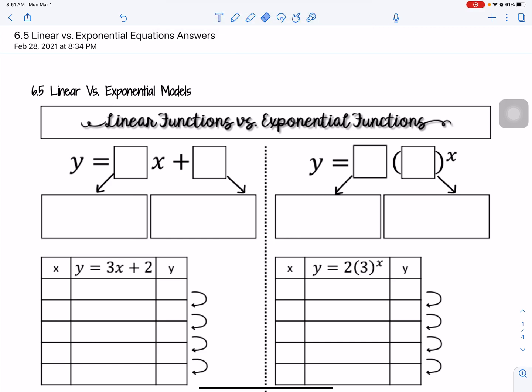So today we're looking at a linear equation versus an exponential equation. We'll often use the word model to kind of explain that. So linear is what we've been working on a lot this year, y equals mx plus b. And just a reminder that m is our slope and b is the y-intercept.